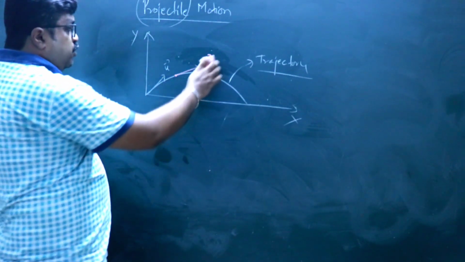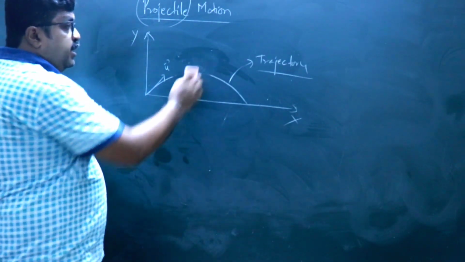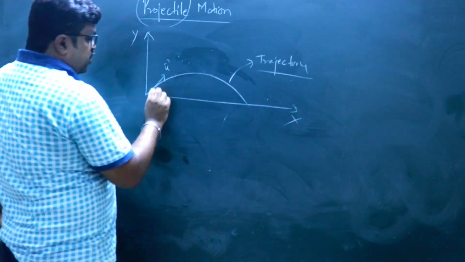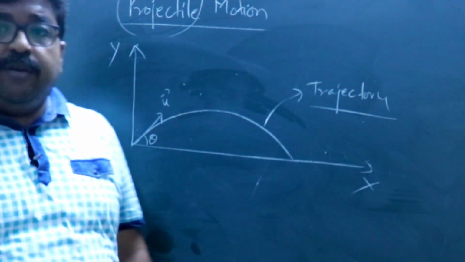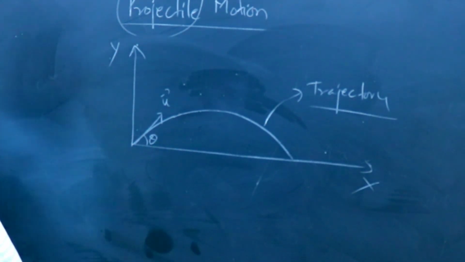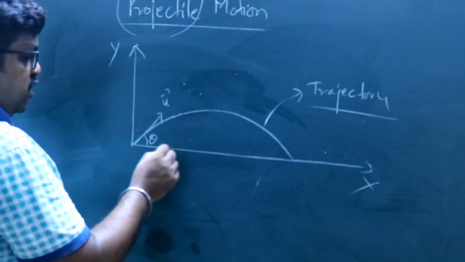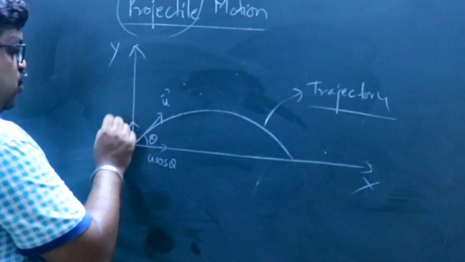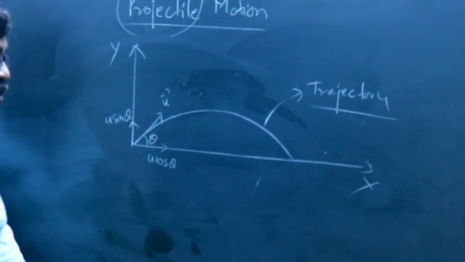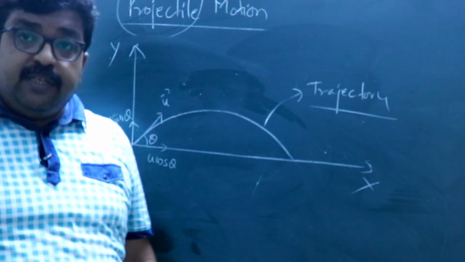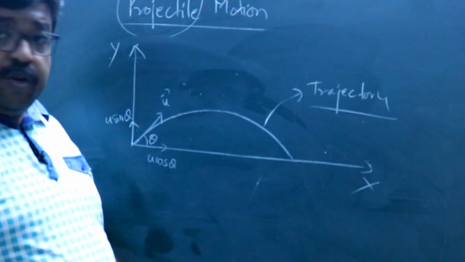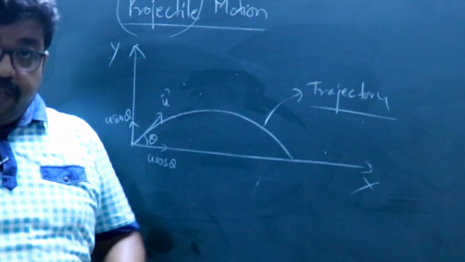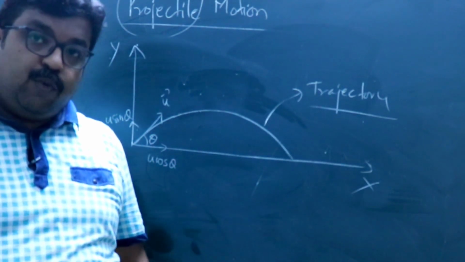Now suppose in this particular case we have, this is the trajectory, so theta is the angle of projection. Okay, so this is u, this is theta, so this is u cos theta and this is u sin theta. So u cos theta is the component of velocity along x-axis, along the horizontal direction. U sin theta is the component of velocity along the vertical direction. So what is the purpose of these two velocities? What are they going to do?